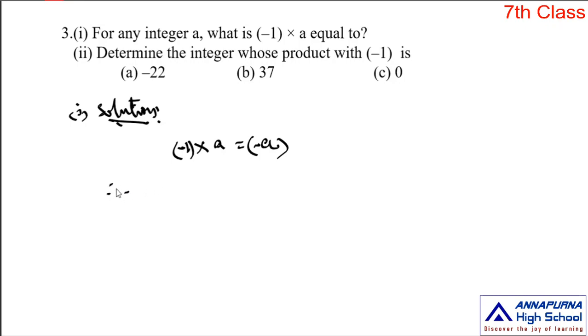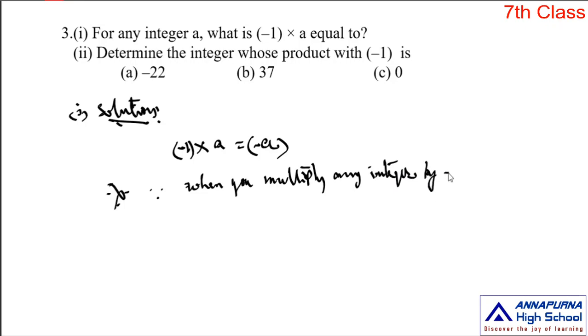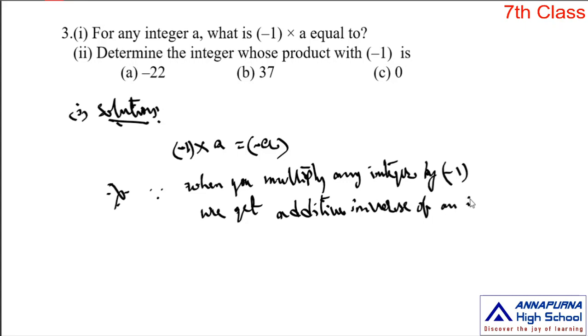Because when you multiply any integer by minus 1, we get the additive inverse of an integer. So this is the rule we have.